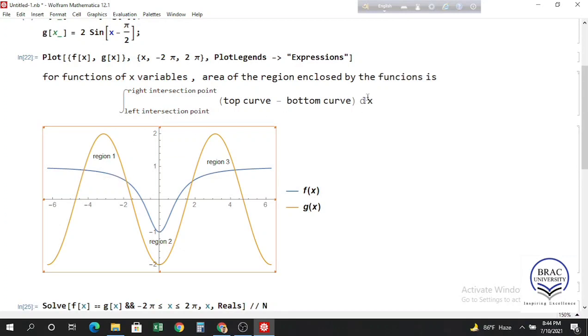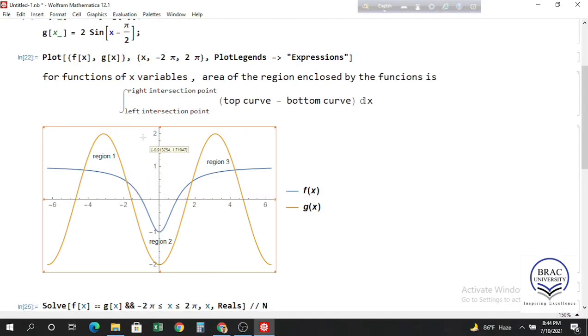So if you are integrating with respect to x, take the x value of the intersection point, and then you have to find the right intersection point, which is the upper limit. This is the right intersection point, which is minus 1.8. You have to take the x value. So you have to integrate from this minus 4.2 to minus 1.8 for region 1.